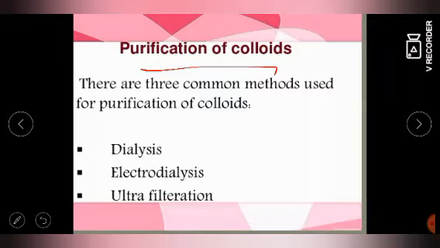There are three common methods which are used to purify the colloids, that is dialysis, electrodialysis, and ultrafiltration. Dialysis is used in our daily life by our kidney, that is dialysis, it purifies the blood from the crystalloids. In electrodialysis, with the help of electricity, we are using artificial dialysis when the kidney fails to do its work. So ultrafiltration is the process to filter the big particles from the small particles.